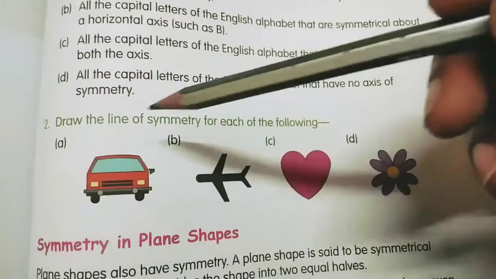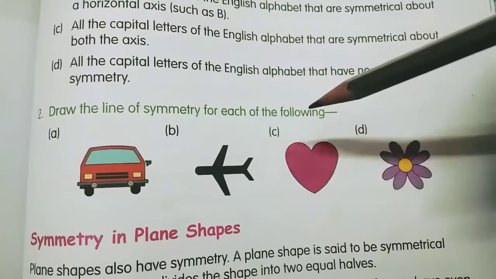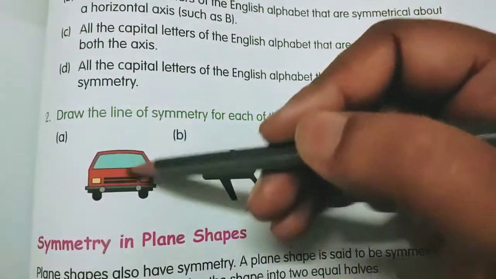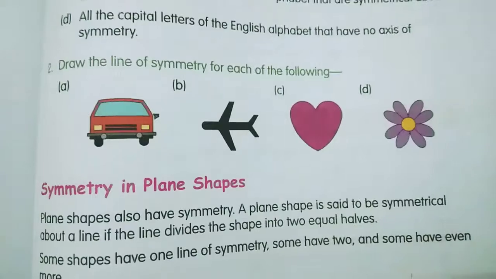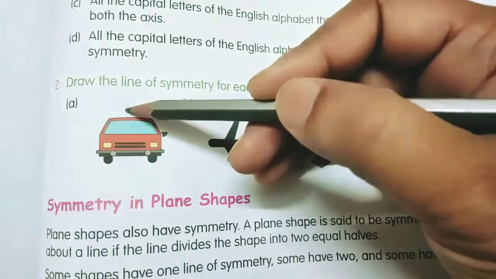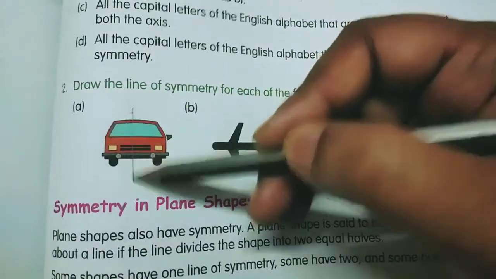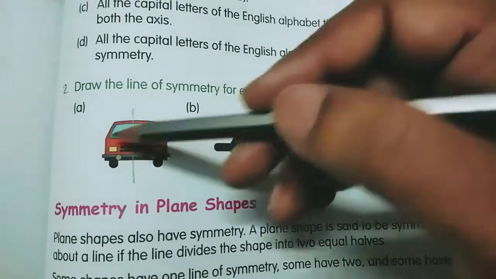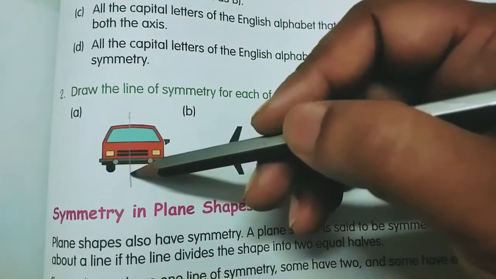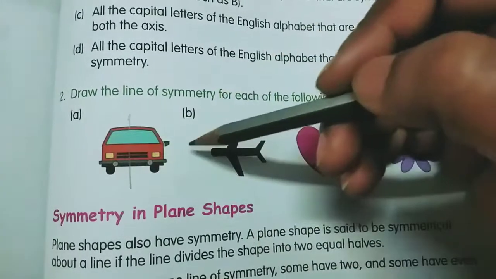Now question number 2, draw the line of symmetry for each of the following. So here the figures are given and you have to draw the line of symmetry, whether it is vertical or horizontal. So here you can see this is a car figure. When you draw a vertical line of symmetry like this, both sides will be equal to each other. So it will have only a vertical line of symmetry in this way, no horizontal.